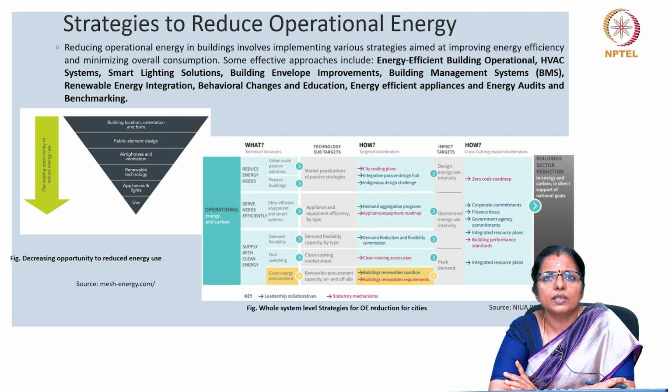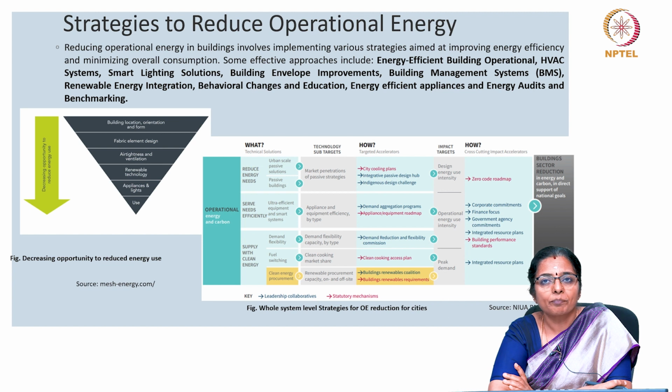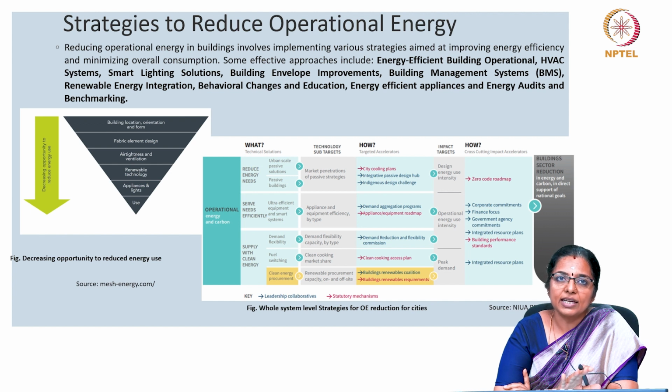So, we can reduce operational energy in many ways, and using more strategies, the building is going to become more energy efficient. So, energy efficient building operational HVAC systems, heating, ventilation and air conditioning systems, smart lighting solutions, building envelope improvements, building management system, renewable energy integration, behavioral changes and education, creating an awareness amongst the users, energy efficient appliances and energy audits with benchmarking. So, we will now look at it in brief and continue it in the next class.